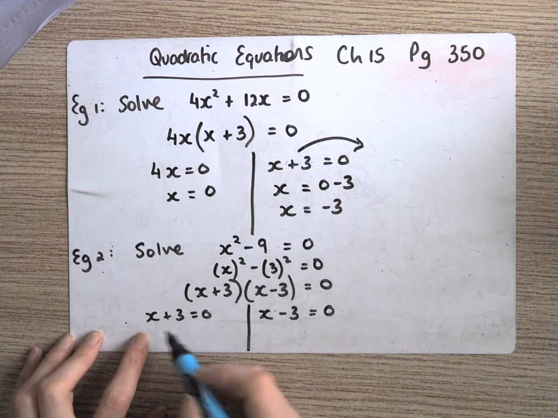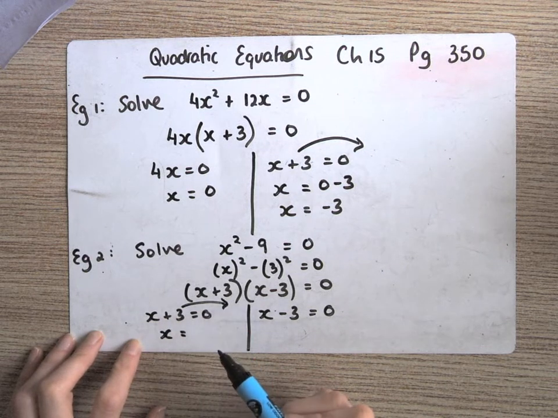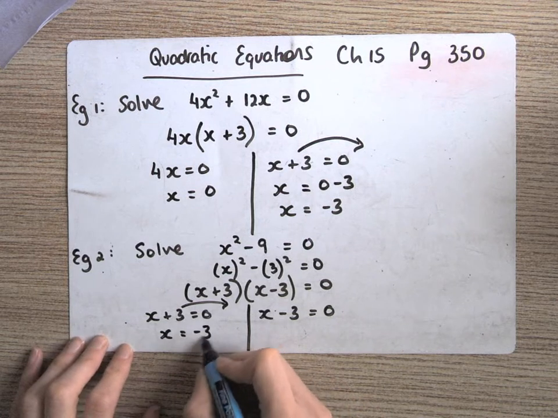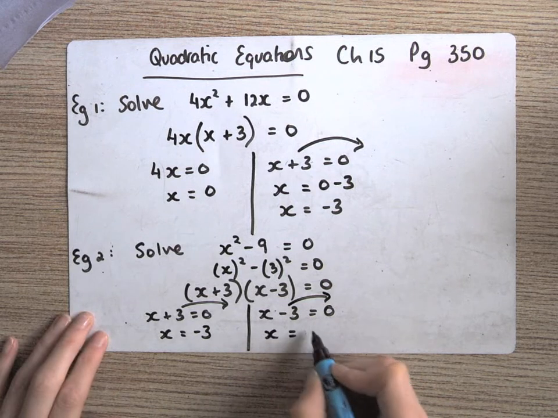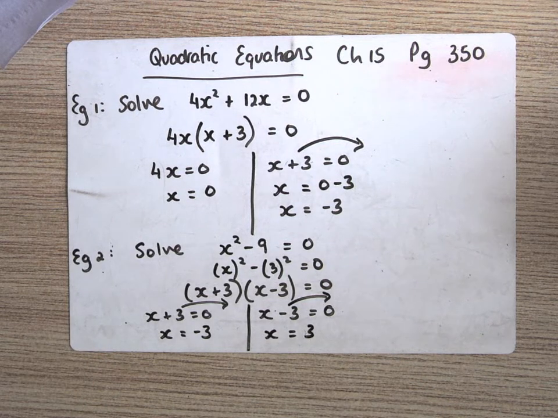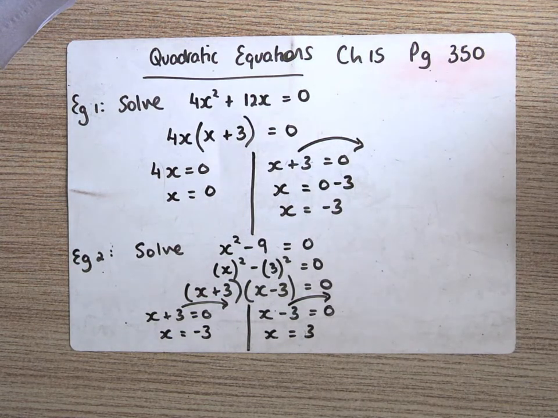Over here, how do I get x on its own? Plus 3 comes over here and becomes? What's 0 minus 3? Just minus 3. And over here, minus 3 comes over, becomes plus 3. What's 0 plus 3? Just 3. Okay, one more. Because when you move it over, it changes sign. You move over the plus.